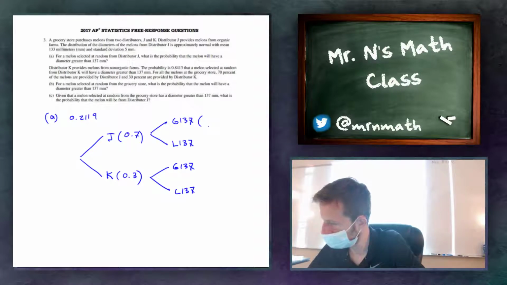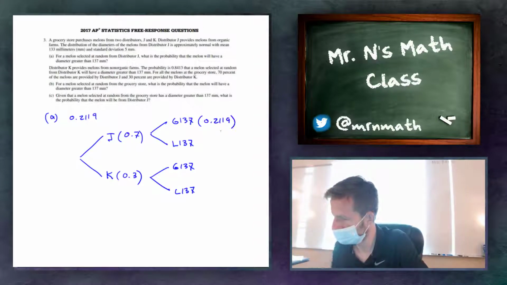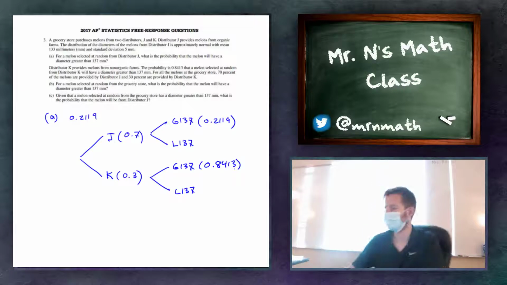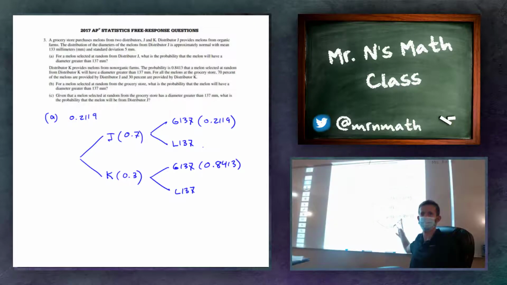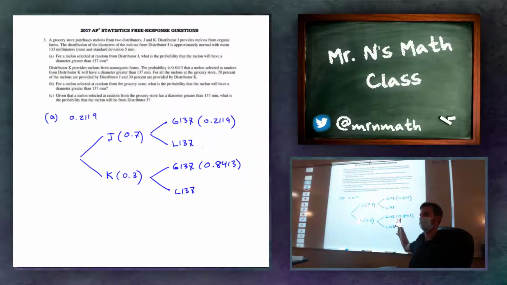For J, 0.2119. And what about for K? What's the probability that they're greater than 137 in diameter? 0.8413. Raise your hand if you see where we get that number.